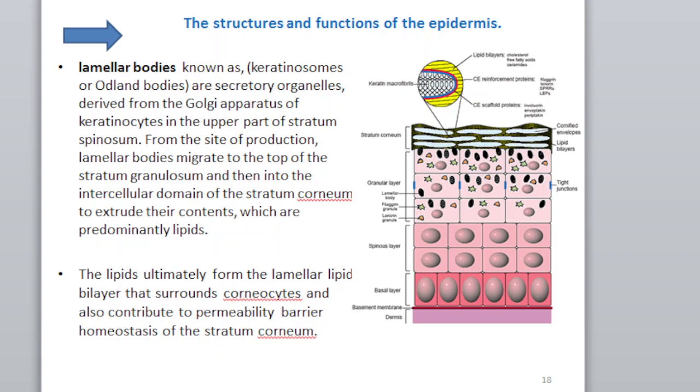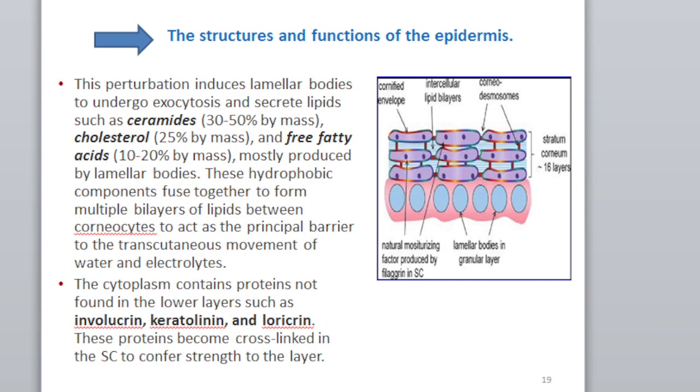Next slide. This perturbation induces lamellar bodies to undergo exocytosis and secrete lipids, such as ceramides 30 to 50% by mass, cholesterol 25% by mass, and free fatty acids 10 to 20% by mass, mostly produced by lamellar bodies. These hydrophobic components fuse together to form multiple bilayers of lipids between corneocytes to act as the principal barrier to the transcutaneous movement of water and electrolytes.